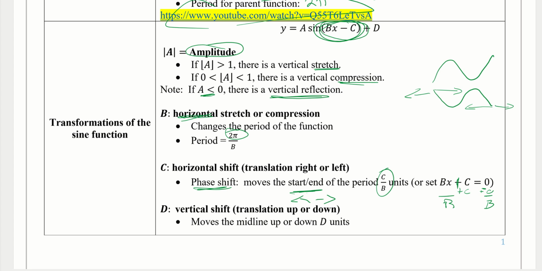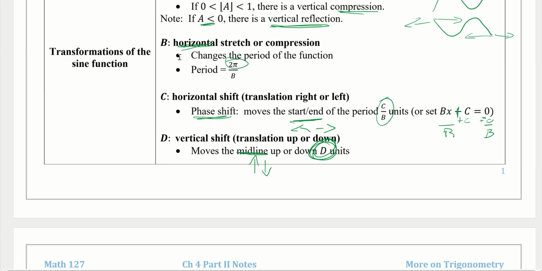And then the vertical shift, that's the last variable there, D. And that moves it up and down from the midline. But it still keeps that pattern of midline, up, midline, down, midline, up, midline, down. Keeps that pattern, at least for sine.